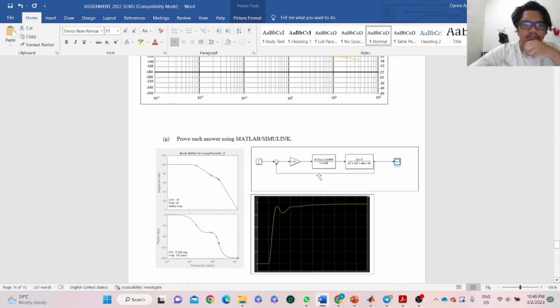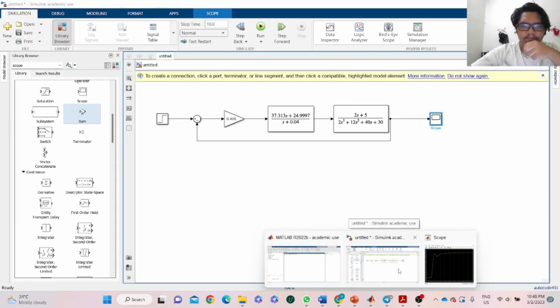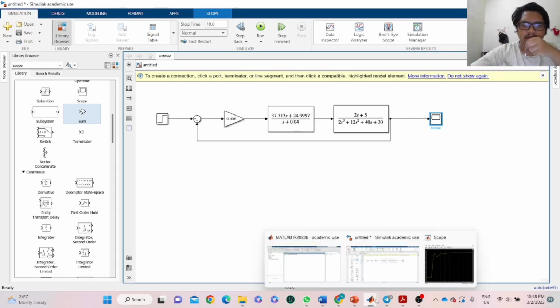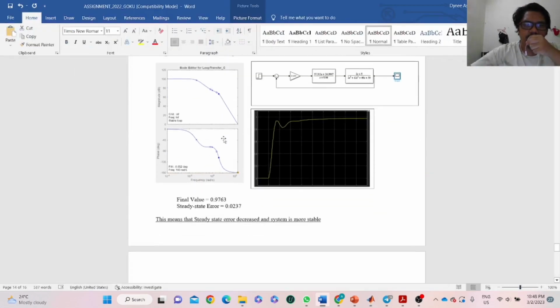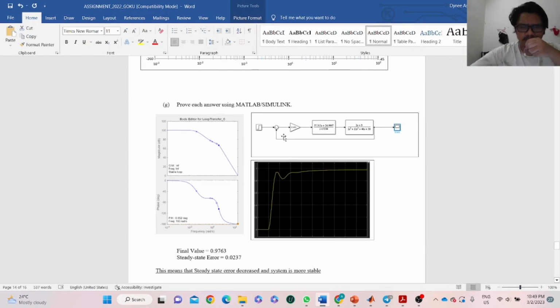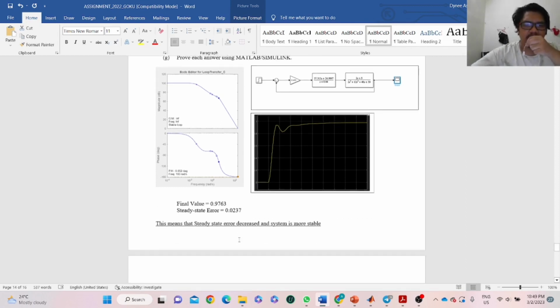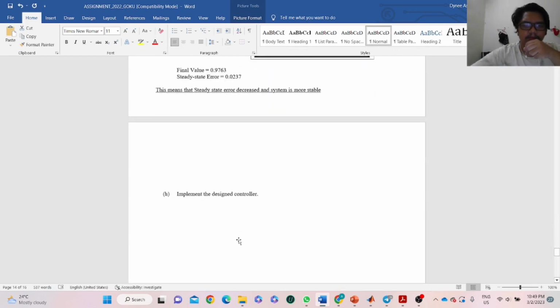So by using Simulink, this is the system that we get, and this is the graph. From the MATLAB, we can know that the final value is 0.9763, and the steady state error is 0.0237, which is decreased. This means that steady state error is decreased, so the system is more stable.